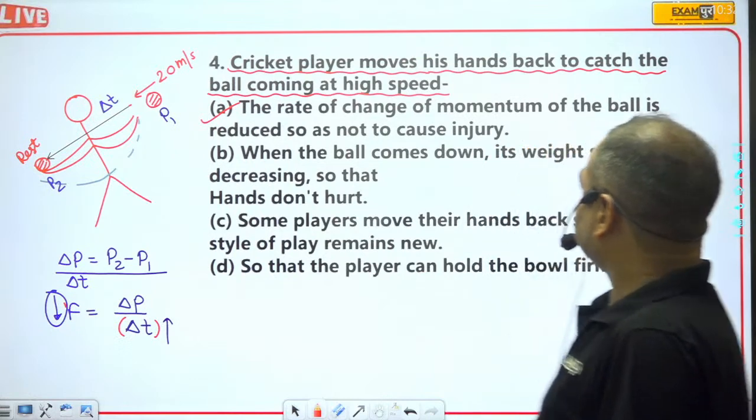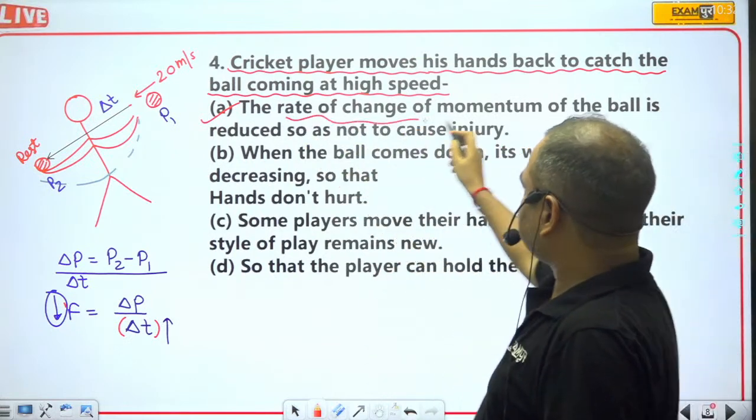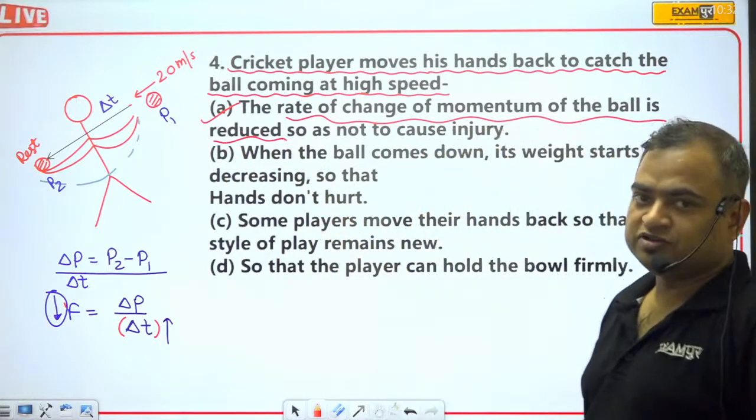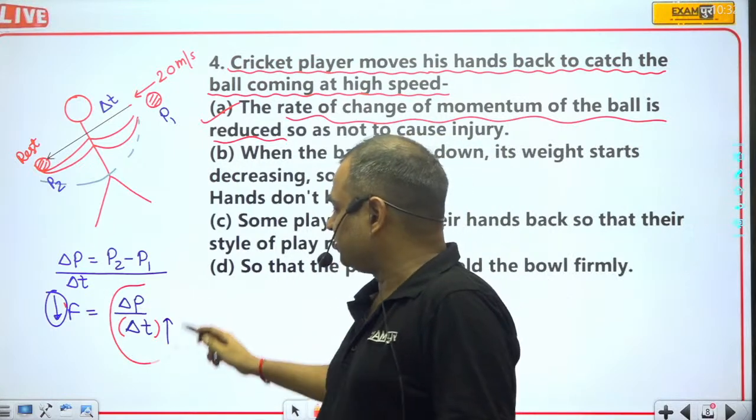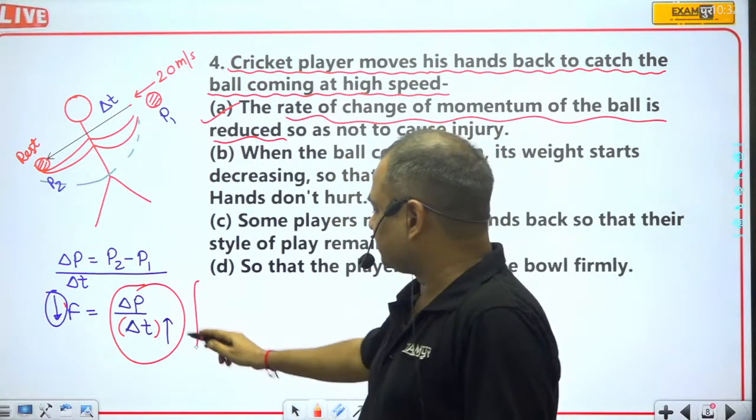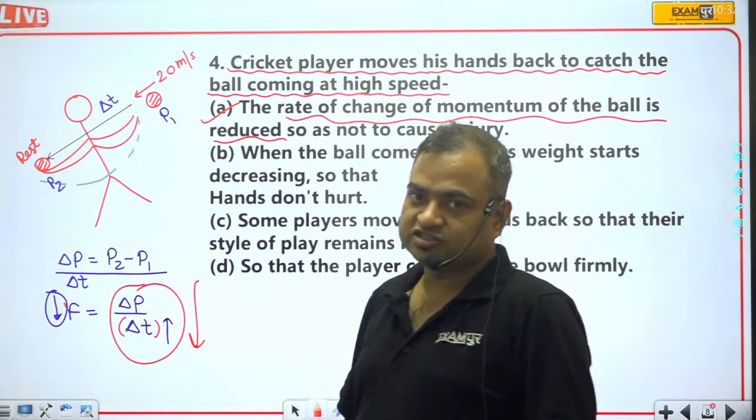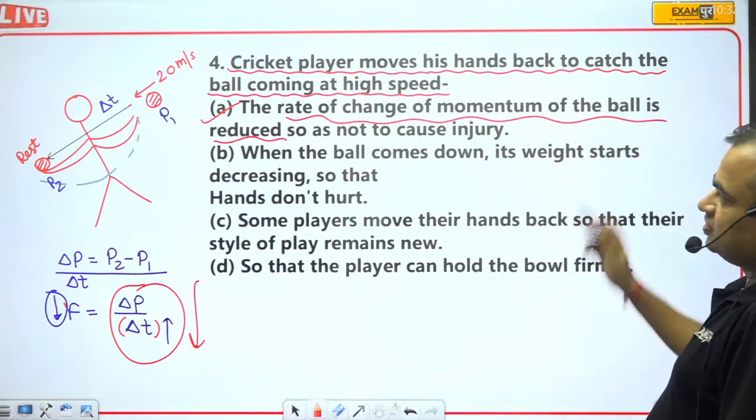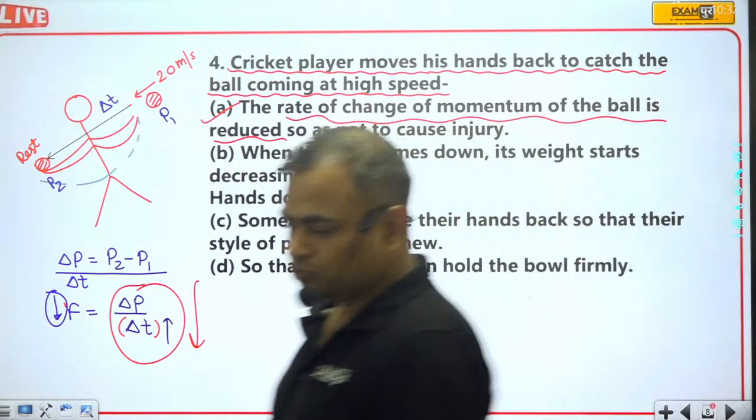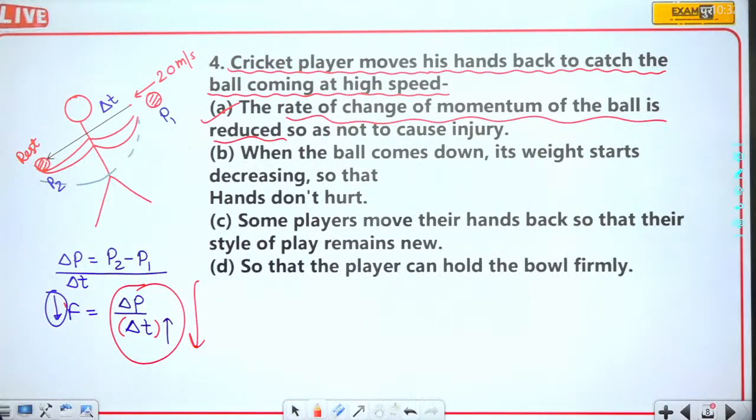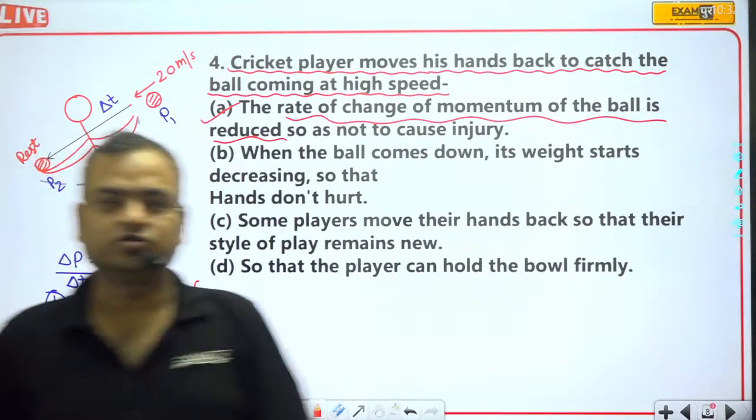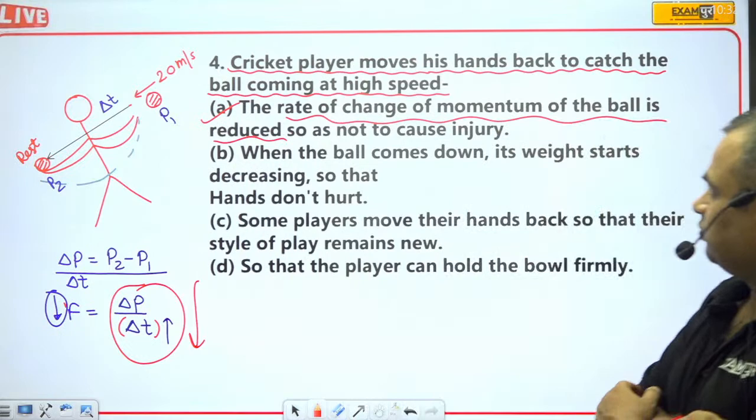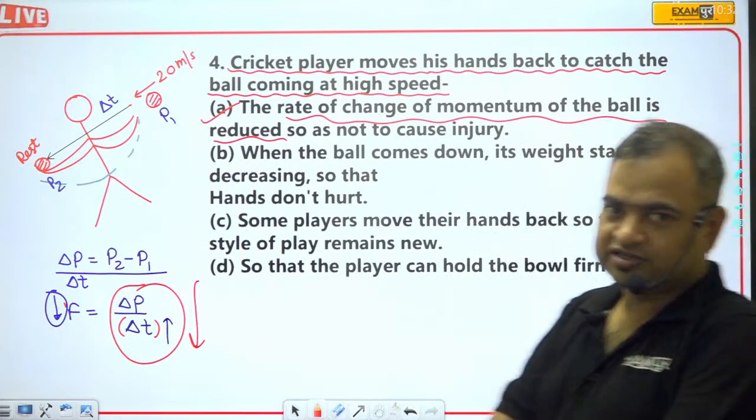So in this way, the rate of change of linear momentum of the ball is reduced. The rate of change of linear momentum, delta p upon delta t, is reduced because the time taken is increased. That's why the force is also reduced, and this is the reason. So option A will be the correct answer. I hope you have got it. Have you got it? This is the correct answer.